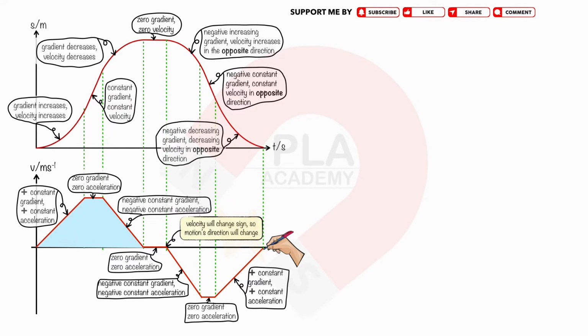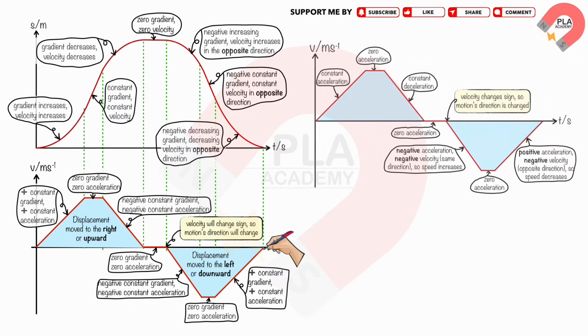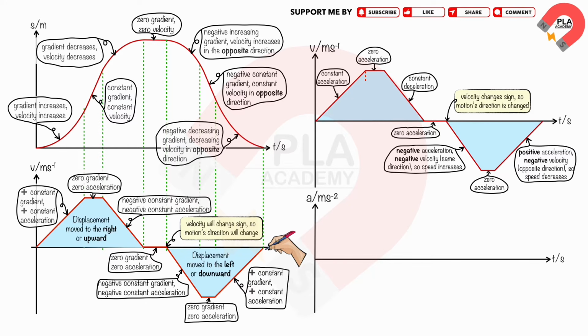The area under graph above x-axis is the displacement moved to the right or upward. The area under graph below x-axis is the displacement moved to the left or downward. Sketch the acceleration time graph of the object over the same time interval as the previous velocity time graph is shown. At this section, we draw the graph like this to represent constant positive acceleration.